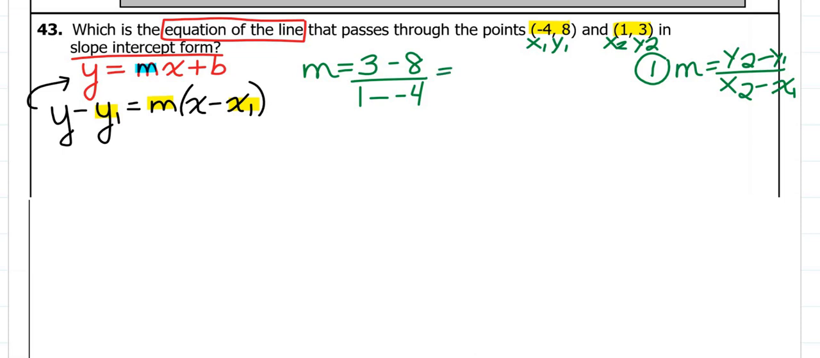All right, go ahead and simplify. 3 minus 8, negative 5, over 1 minus a negative 4. The double negative makes a positive. 1 plus 4 is 5. So the slope here, negative 5 divided by a positive 5, is a negative 1. All right, so my slope is negative 1.